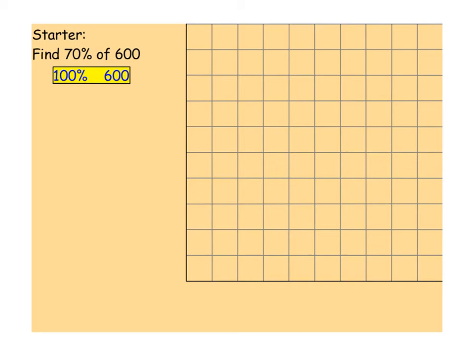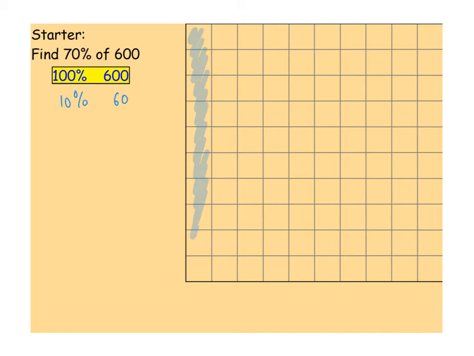Okay, hopefully you've had a chance to have a go at that question. The way I would do this is to say, well, 10% would be 60. And I know that because I need 10 columns to make 100%, and each column would have to be worth 60. And so if I want 70%, then I'm going to need 7 lots of this. So I'm not going to shade it all in, but I am going to need 7 of them. So there's 7. And if I add this all together, so this is really 7 lots of 60. So if I know my 60 times tables, which I do, 60, 120, 180, 240, 300, 360, 420. So 70%, which I found by multiplying my 10% by 7, would be 420.